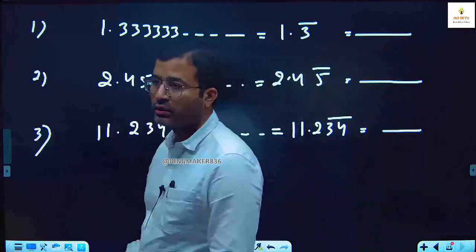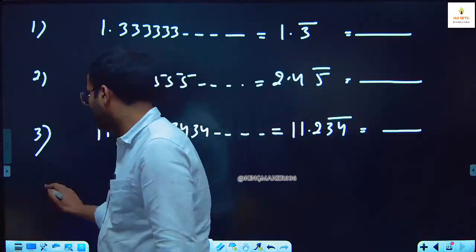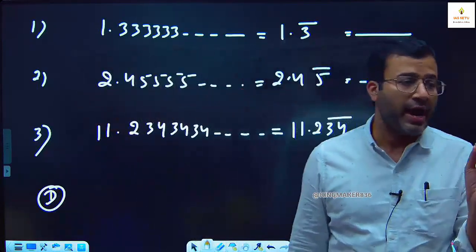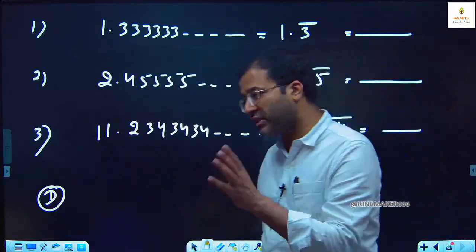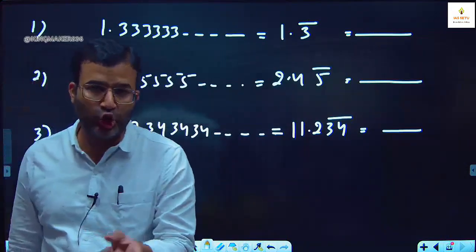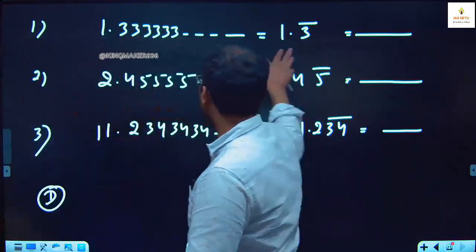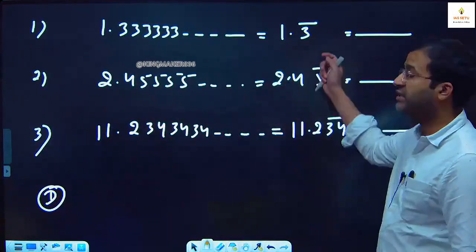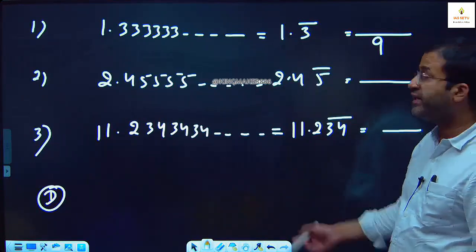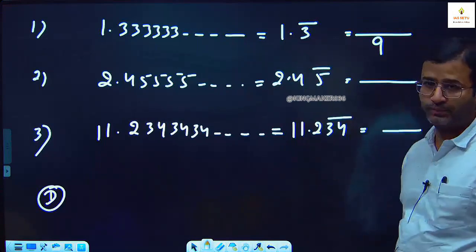Type 3, I tell you like the thing which I have discussed. In the denominator, there are only 2 rules, 9 and 0. As many 9s as many digits under the bar, followed by as many 0s as many digits between the decimal and the recurring part. So first question, how many digits under the bar? 1, so 9. How many digits between decimal and recurring part? We don't have any digit, so we will not put 0.